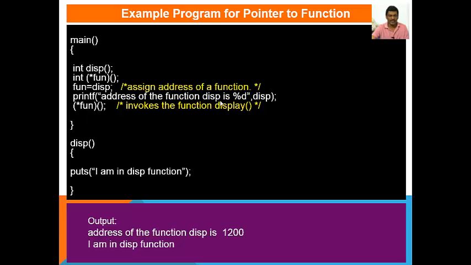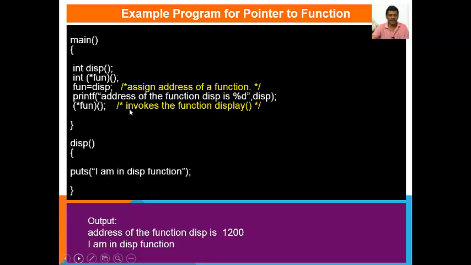Printf address of the function disp is percentage d. If we put it like this, disp gives the address of that function, for example, 1200. The statement displays: address of the function disp is 1200. All addresses are in integer format, so we put percentage d. So it displays 1200. Then here we call the function through the pointer to function variable.